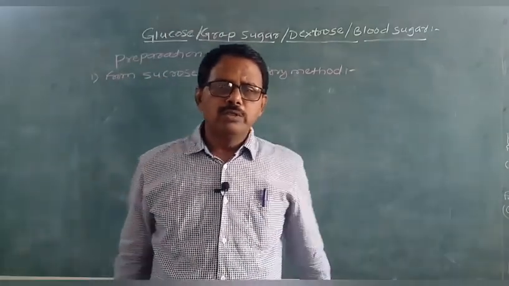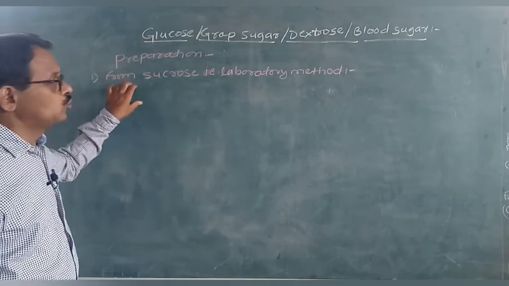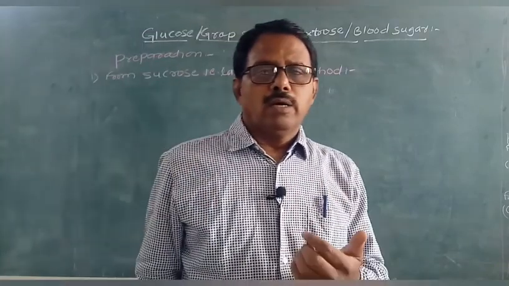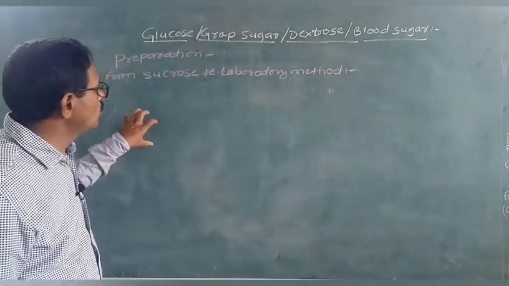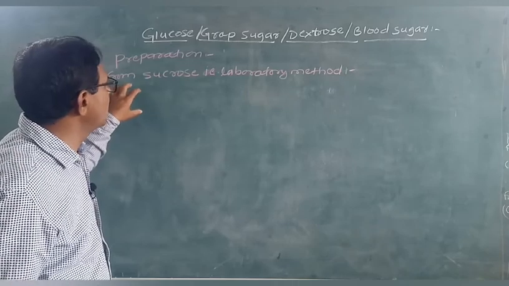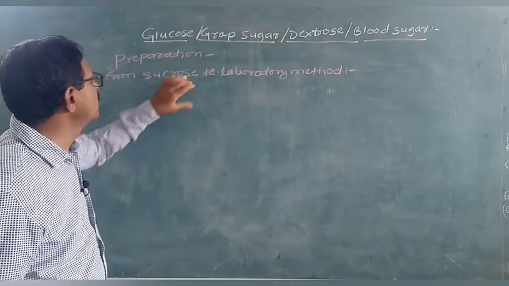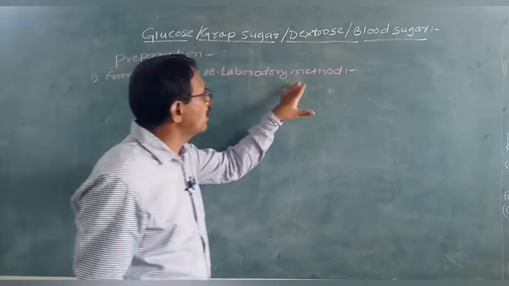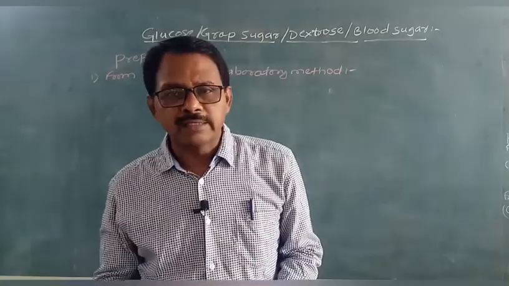Now we see the preparation methods of glucose. In our new textbook, there are 2 different methods: from starch and from sucrose. First of all, we will see the preparation of glucose from sucrose, which is also known as cane sugar, and it is a laboratory method. By using this method, we cannot prepare glucose on a large scale.